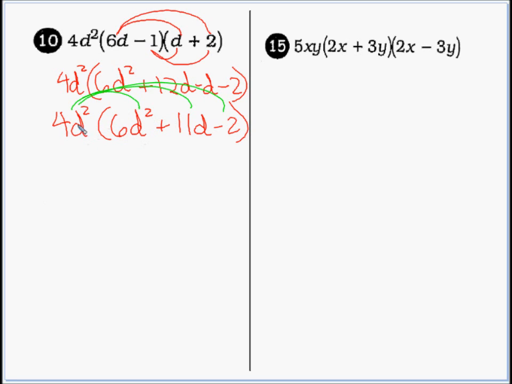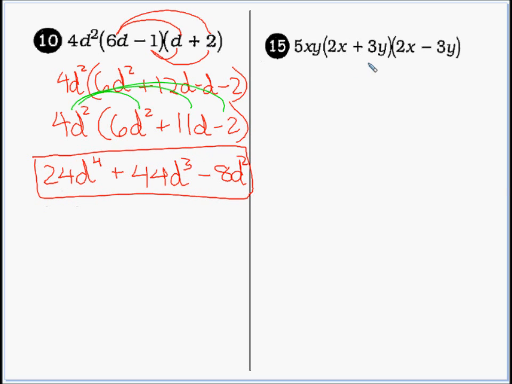Okay, 4d squared times 6d squared. They're like terms, but that's not what we're doing here. We're multiplying. So 4 times 6 is 24, and it's going to be d to the fourth, because when you multiply, you add the exponents. All right, plus 4d squared times 11d, that's going to be 44d to the third, and 4d squared times negative 2 would be negative 8d squared. And that would be your final answer. Now this one actually has something a little special to it, so I saved it for the last.